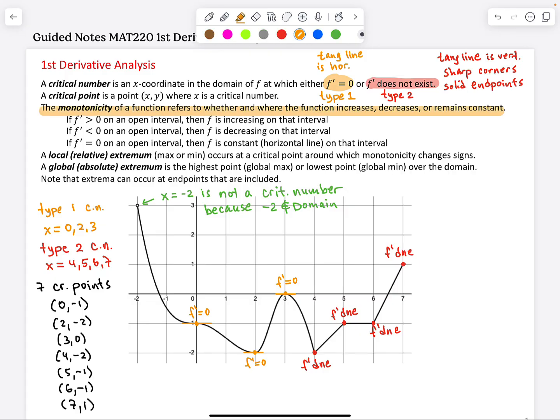Now the monotonicity of a function refers to whether and where the function increases, decreases, or remains constant. So beginning with this part of the function, as x increases, we see the outputs decrease until we get to this flat spot where we say the function is not decreasing because the graph is flat. However, after that, the function continues to decrease to this flat spot, and the function is neither increasing nor decreasing at this flat spot, after which the function will increase to this flat spot, after which the function decreases to this sharp corner, then the function increases, then the function remains constant. After this sharp corner, the function increases to this endpoint.